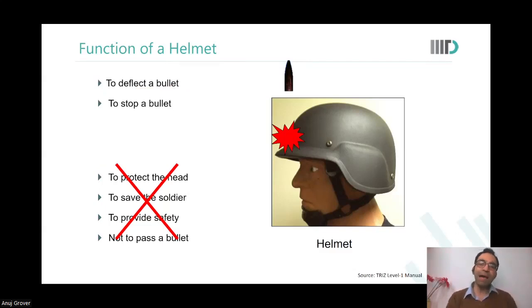Some parameter has to be changed or retained or maintained. Over here, the parameter is one, the direction of the bullet has changed, or the velocity of the bullet has changed.